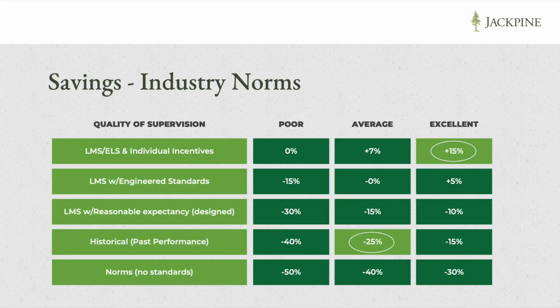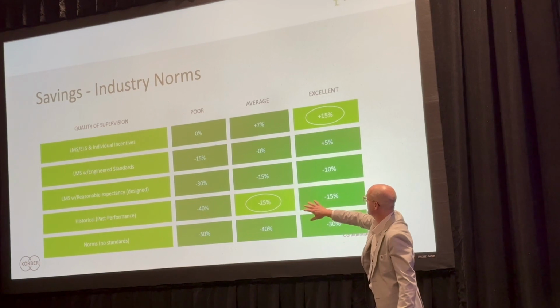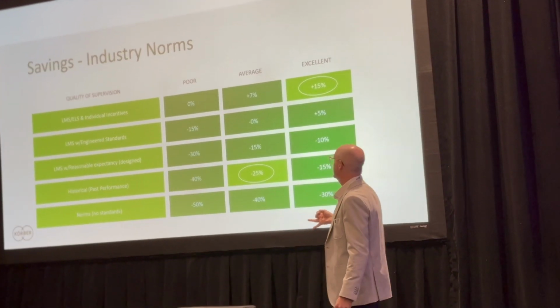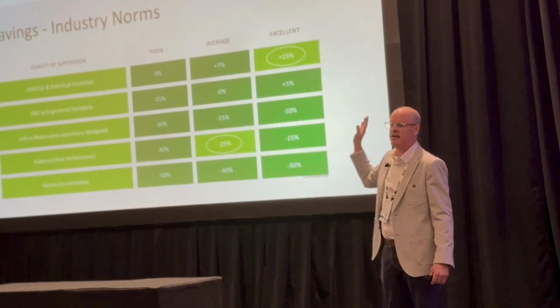So if you look at industry norms, we talked about the average site turning on this like -25 to -40. That's historical performance. If we're just kind of units per hour, cases per hour, and our quality of supervision is average. And the goal is to move to the top right corner. So you've got labor advantage deployed with engineered labor standards and individual incentives, getting to that +15.